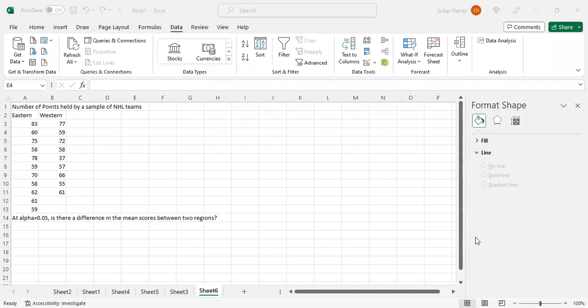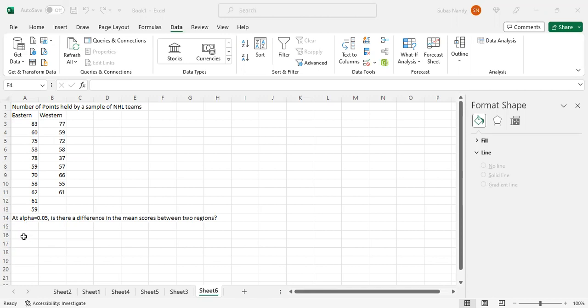Okay, so the problem is on the number of points held by a sample of NHL teams. We have two conferences, the Eastern Conference and the Western Conference. We have data from a sample of clubs from the Eastern Conference and a sample of teams from the Western Conference. The question asks, at alpha equal to 0.05, is there a difference in the mean score between the two regions?